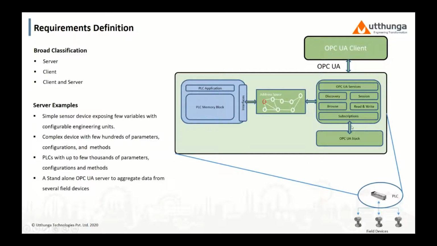At a high level, you can imagine the architecture to be something similar to this, where the PLC's memory block interfaces with the address space. The variables and tag values in the address space are mapped to blocks of memory here, and any OPC UA client connects, browses this address space, creates subscriptions, and will have access to the values that are being gathered from these underlying devices.